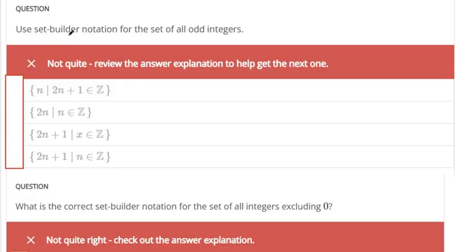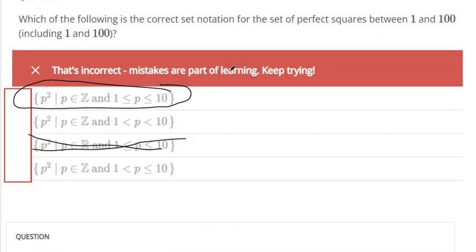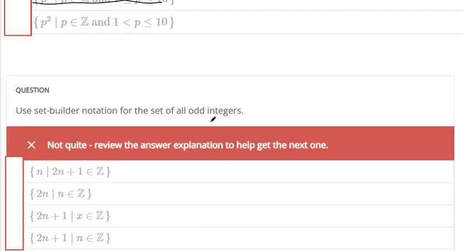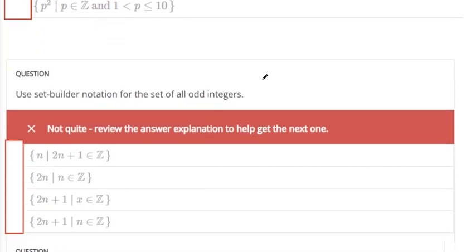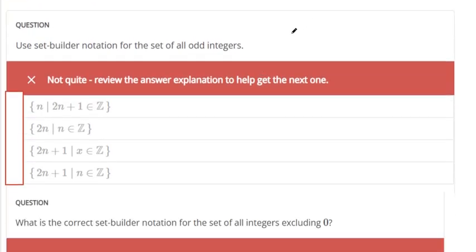So this question asks us to use set building notation for the set of all odd integers. So in this case, odd integers are the numbers we're trying to describe. In this one, we were trying to describe perfect squares between 1 and 100. In this one, we're trying to describe odd integers. For something to be odd, all you have to do is take any integer you can think of, double it, and add 1. Or you could say any integer, double it, and subtract 1.